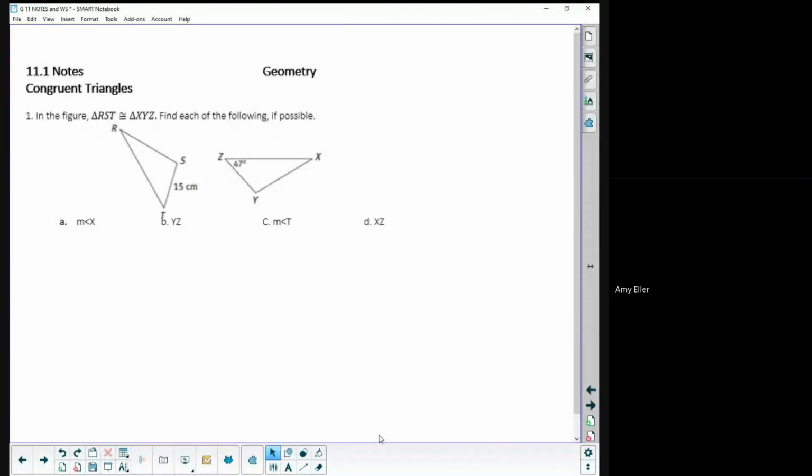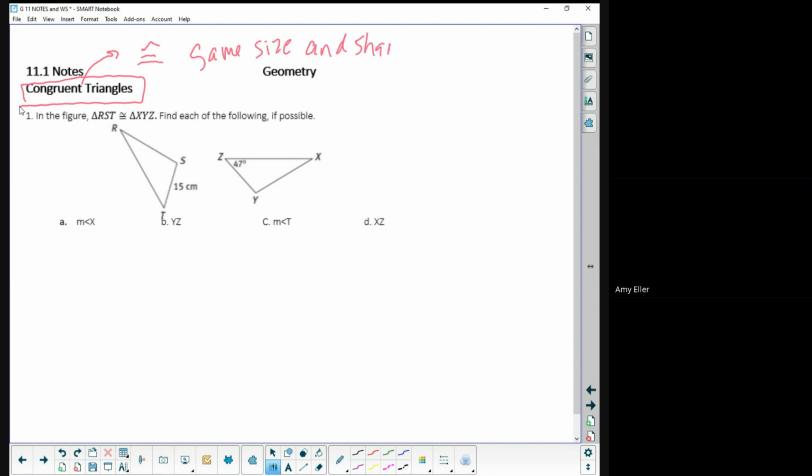So today is activity 11. And activity 11 is all about congruent triangles. So we know what triangles are. We know the congruent symbol looks like that. That means same size and shape. Congruent, same size and shape.